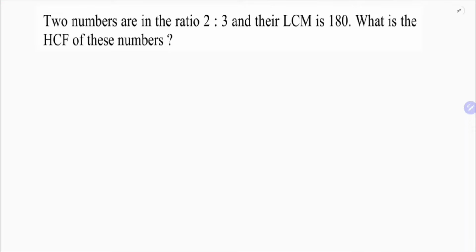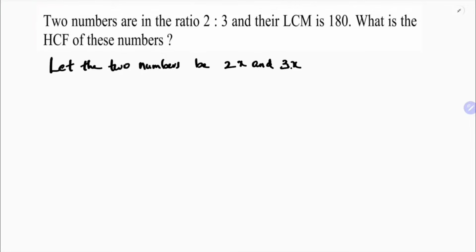Two numbers are in the ratio 2:3 and their LCM is 180. What is the HCF of these numbers? So here, let the two numbers be, I'll consider them as 2x and 3x.